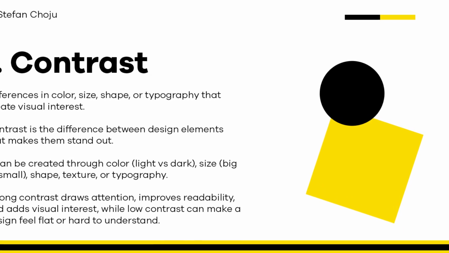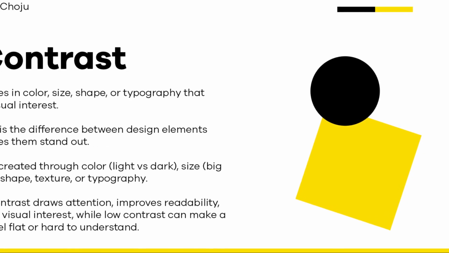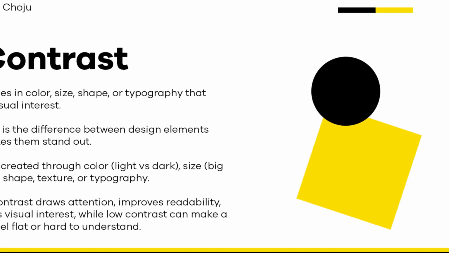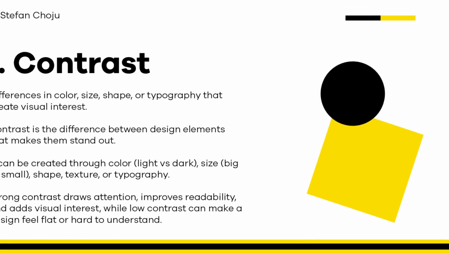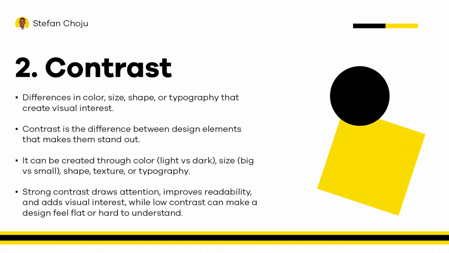If you look at the image I put on the right-hand side, you'll see contrast. I generated contrast in three ways. The first way is with size. If you look, the yellow square is bigger than the black circle. That is contrast with size. Secondly is contrast with shape.